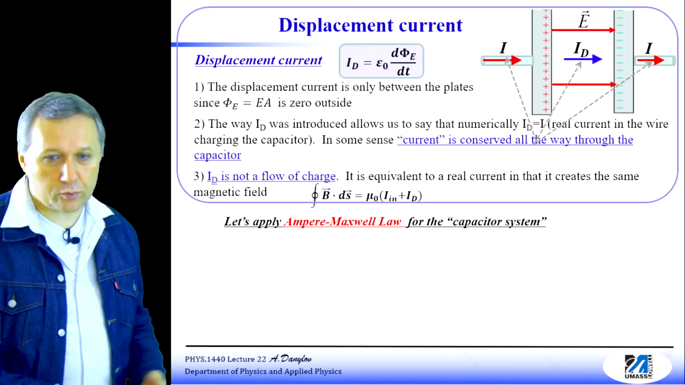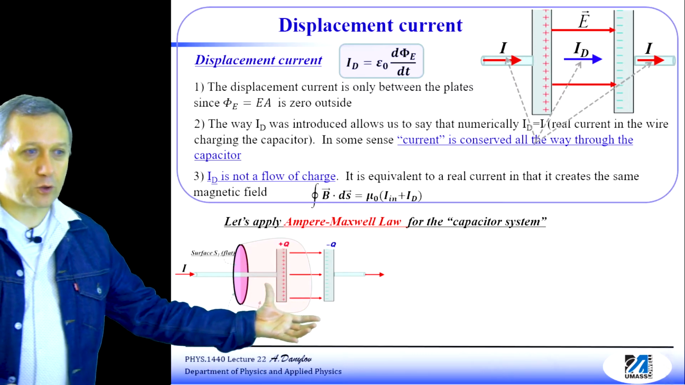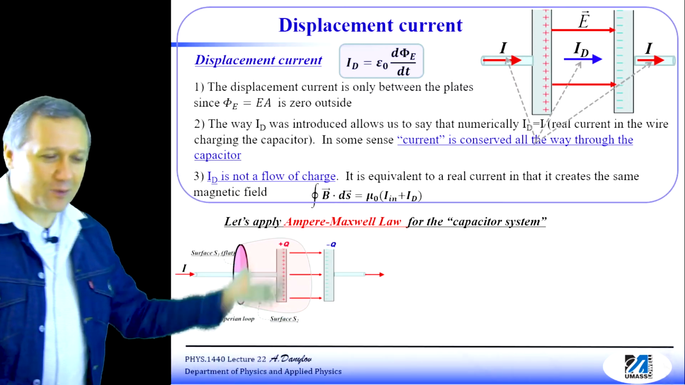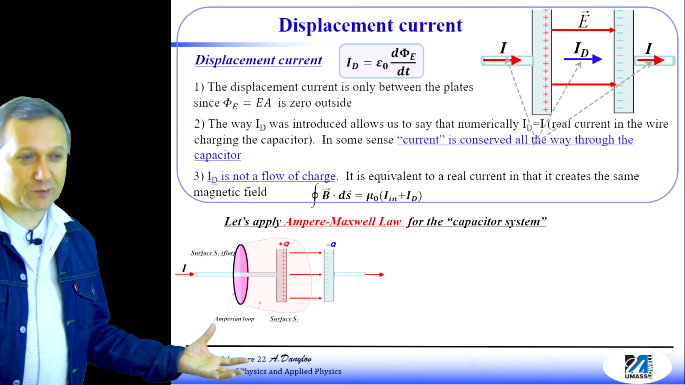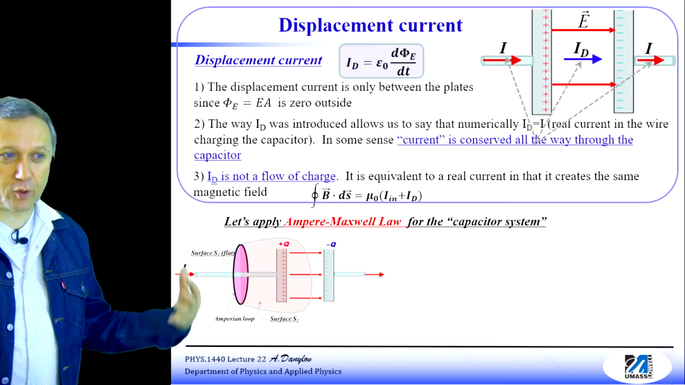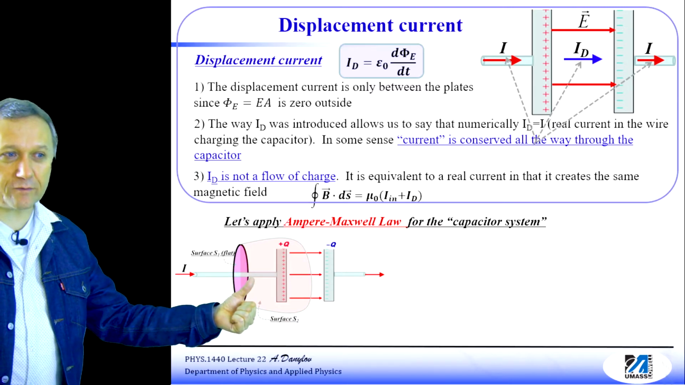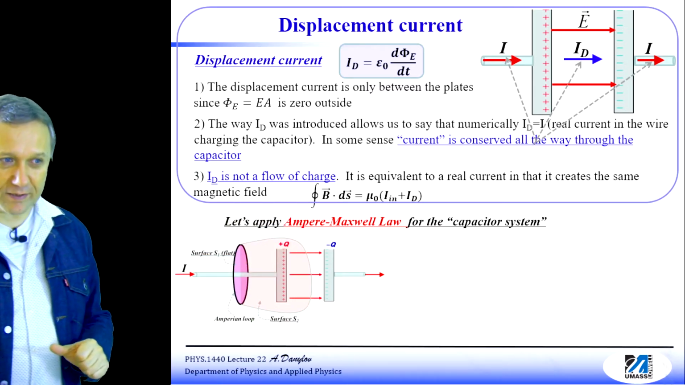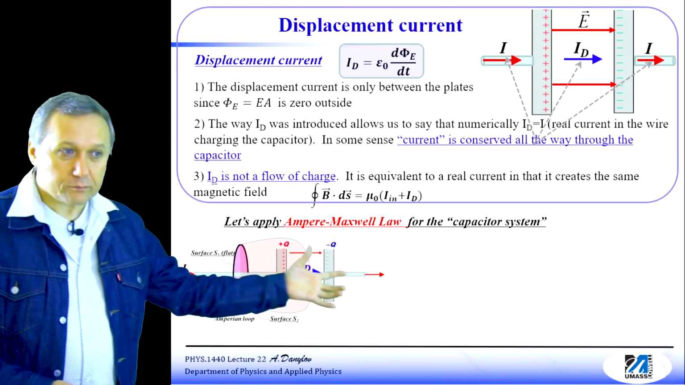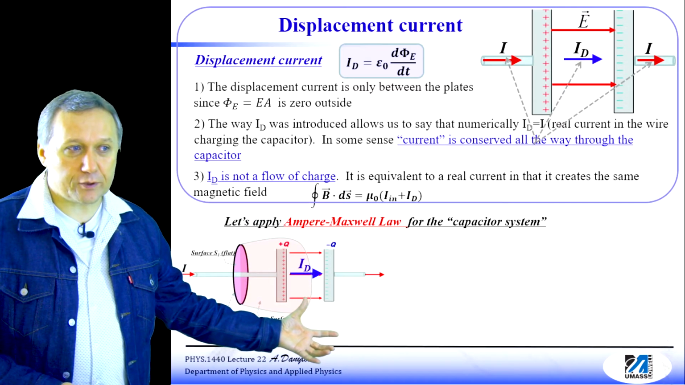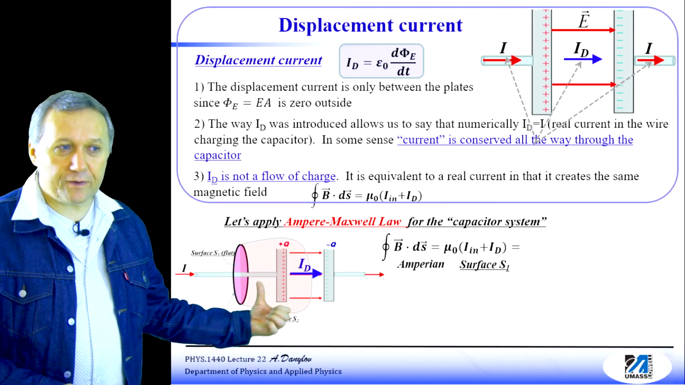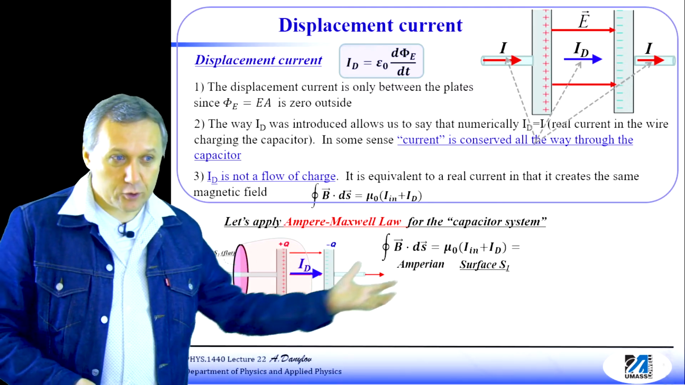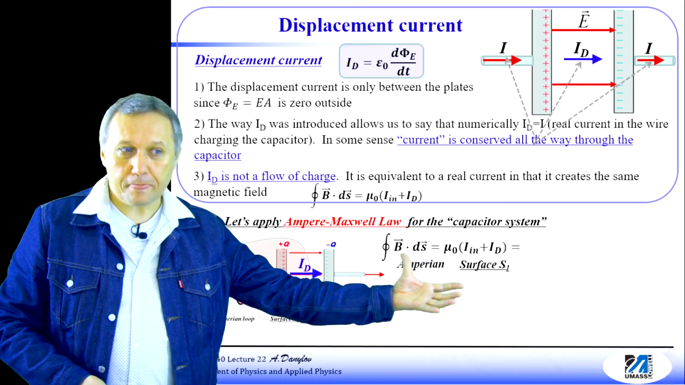So I just copied and pasted exactly the same picture and reduced the size, which we had a couple of slides ago, when we discussed and saw the problem. All right, so surface S1, the flat one, and this baggy type surface S2, which goes between the plates. So let's apply modified Ampere's law for the flat surface S1. Simple surface, right? So this is our modified law.